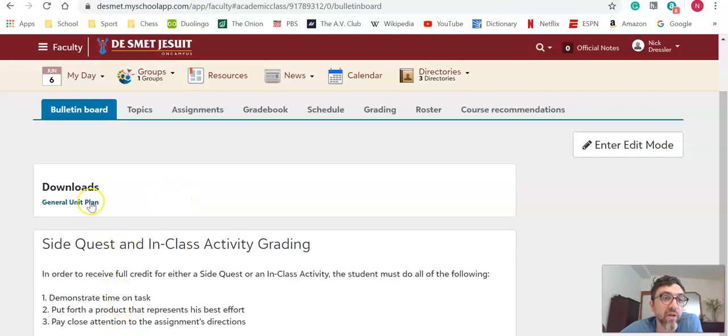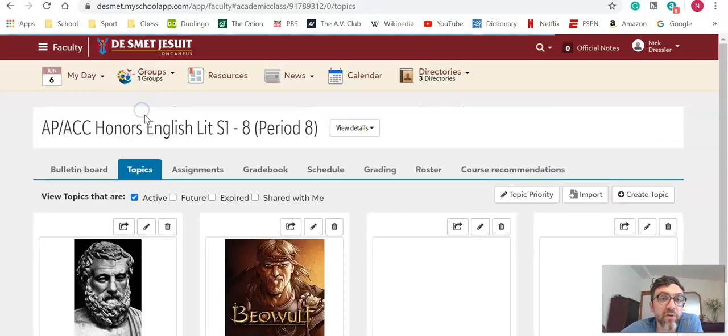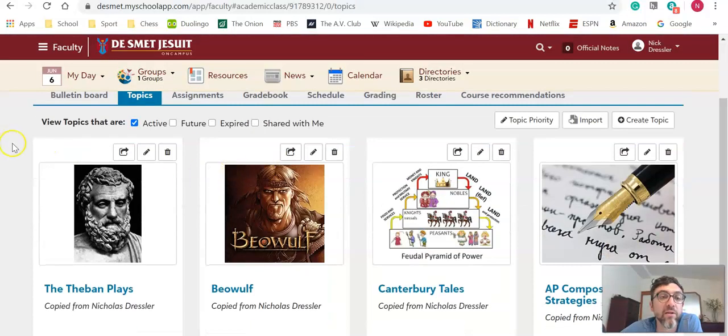I want everyone to see what my unit plan looks like. I typically have my rubric up here. This is an early version for next year. And then when you get into topics, this is where your different unit plans and sort of blocks of information are going to be.